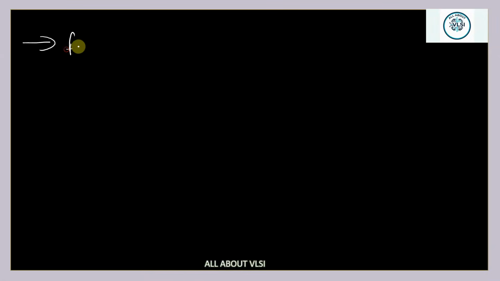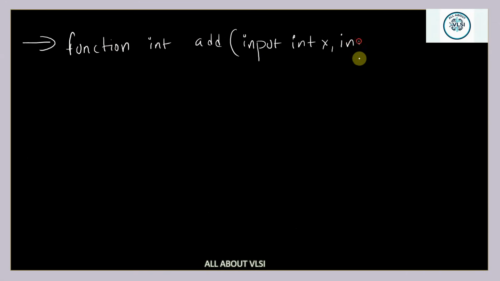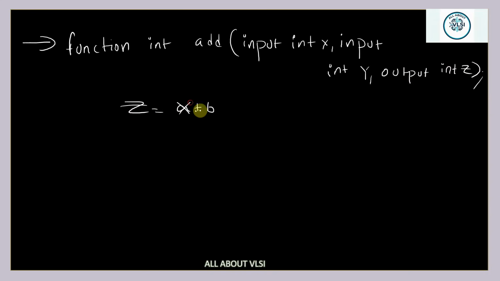Let's say I'm going to have a simple function, and the function is int add, and it is going to have input int x, comma, input int y, comma, output int z. These are the arguments which I'm going to have for my function. Here I'm going to write z is equal to x plus y, followed by end function. This is a function which I'm going to have.